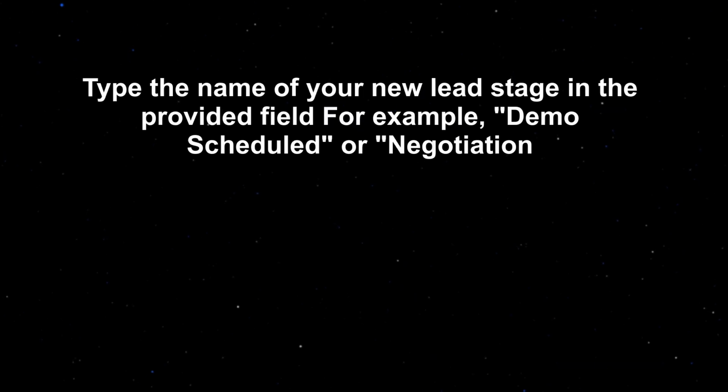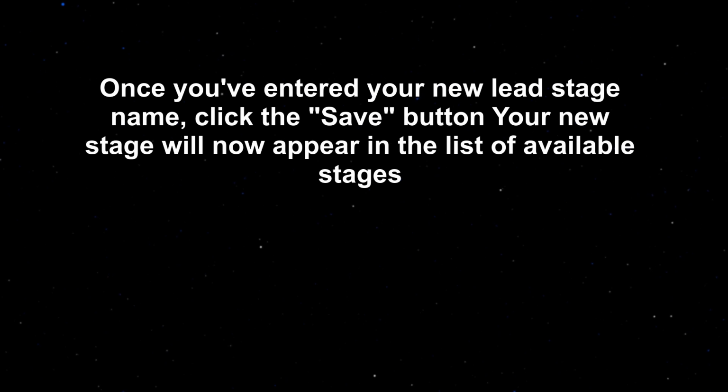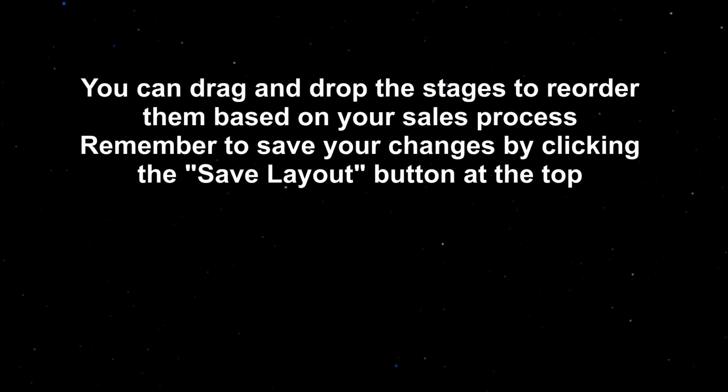Type the name of your new lead stage in the provided field, for example, Demo Scheduled or Negotiation. Once you've entered your new lead stage name, click the Save button. Your new stage will now appear in the list of available stages. You can drag and drop the stages to reorder them based on your sales process. Remember to save your changes by clicking the Save Layout button at the top.